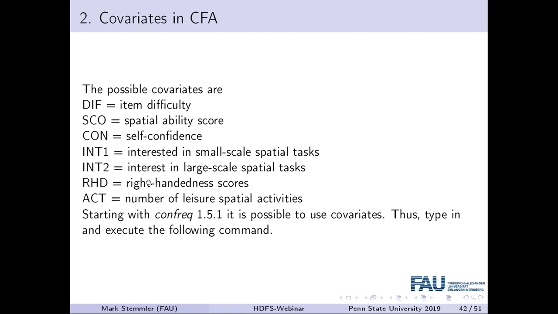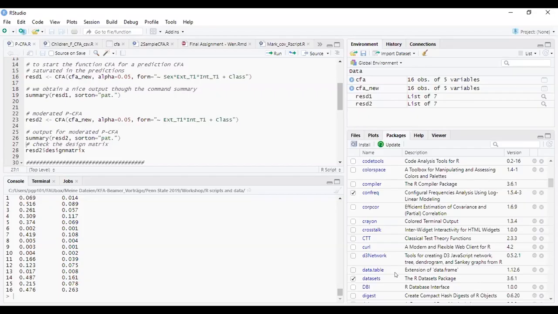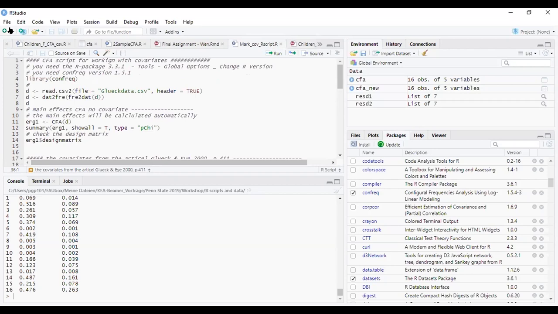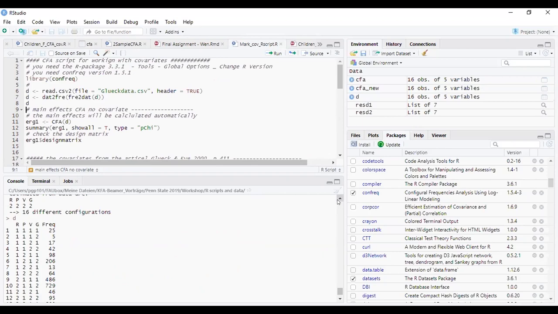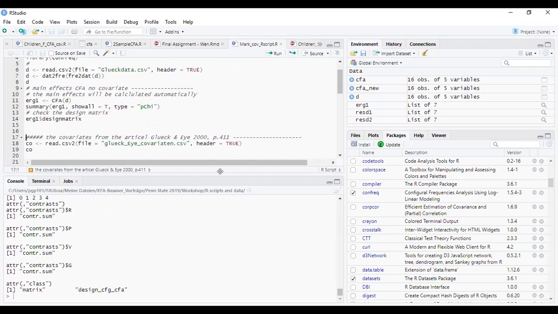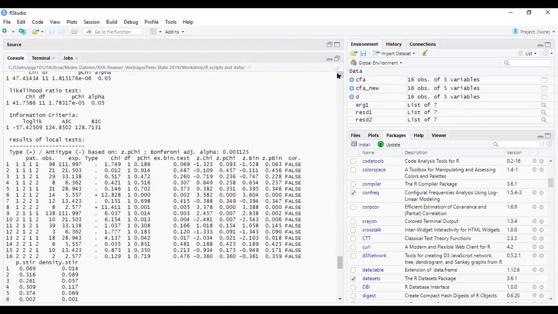I'll show you the covariance analysis. In line 6, we read in the data from the Excel sheet. I don't need to show you the Excel sheet again, but I can if you like. So here we have the data, the strategies and gender, and then we come up with a first order CFA. Now we have 16 patterns. The Bonferroni alpha adjustment is 0.003, and we have two types.